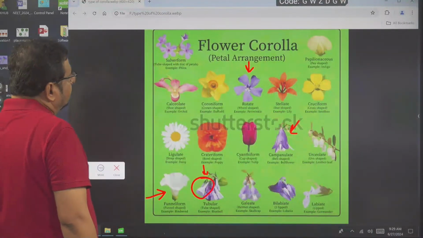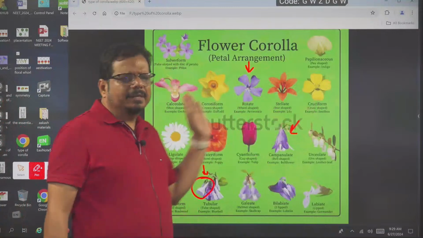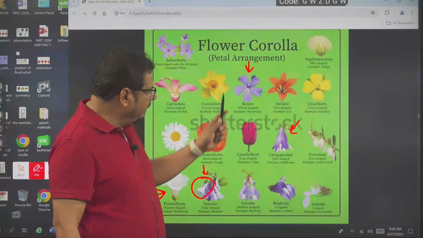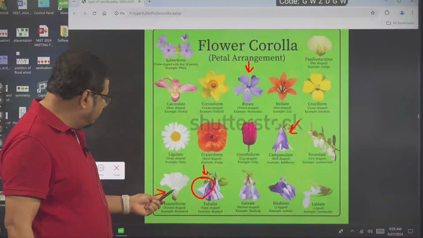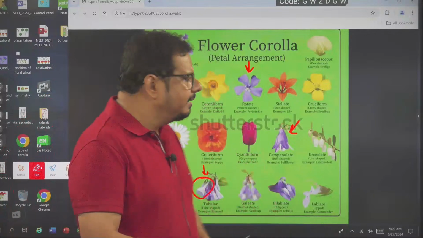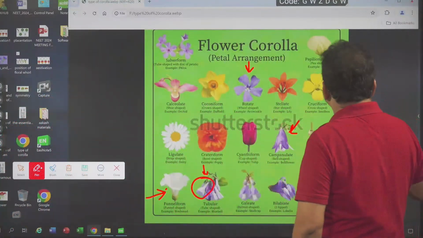So these are the different possible petal arrangements. Out of that, 4 arrangements are mentioned in NCERT: wheel, bell, funnel, and tube shape of corolla. Is it done? Clear? Can we move ahead? Yes. Now we are coming to Androecium.